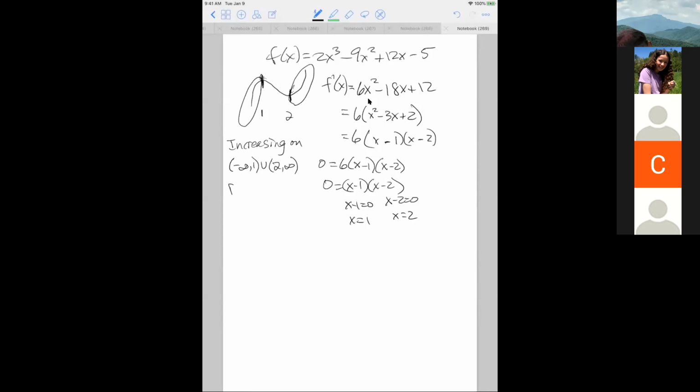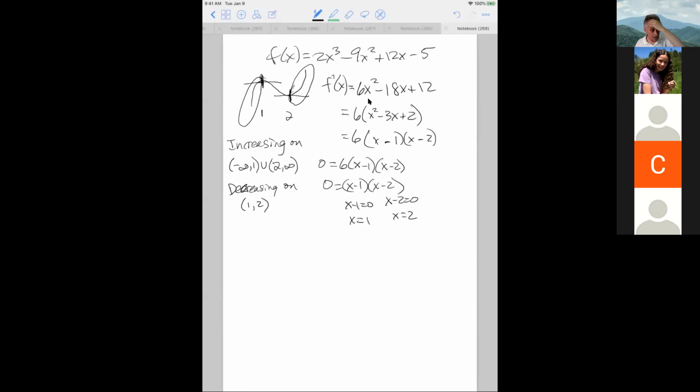And decreasing on the interval, you see what it is? 1 to 2, not including the endpoints. It's not increasing or decreasing at the endpoints, okay? Now, is there a local max anywhere? Yes, there's a local max right here. You can see that. Local min right here, all right?